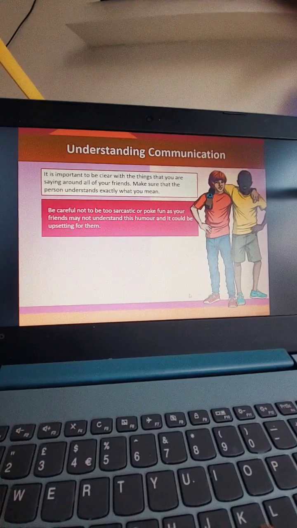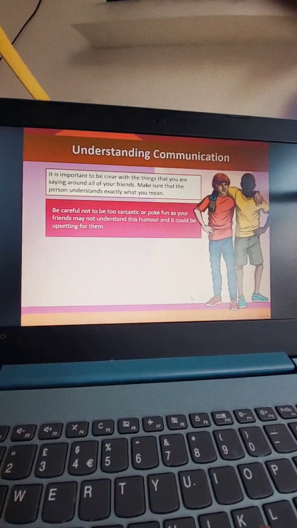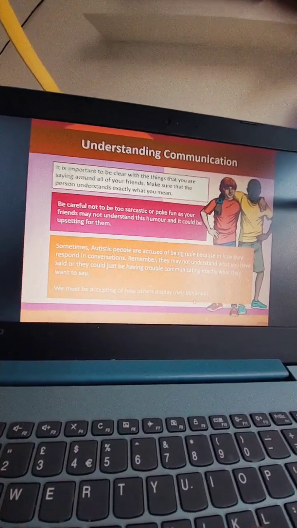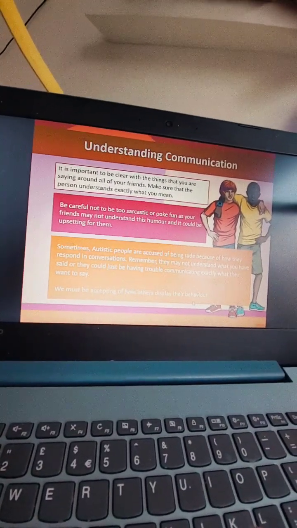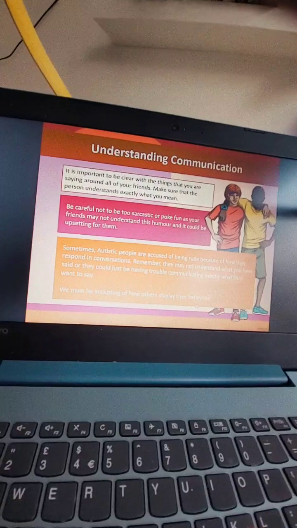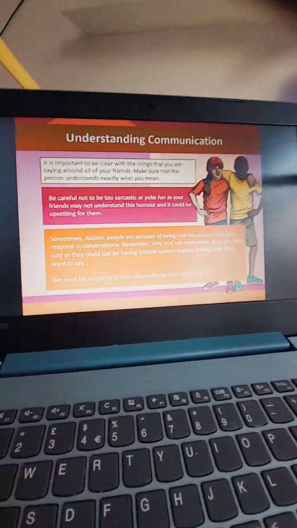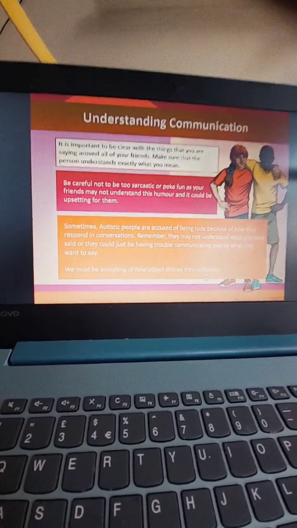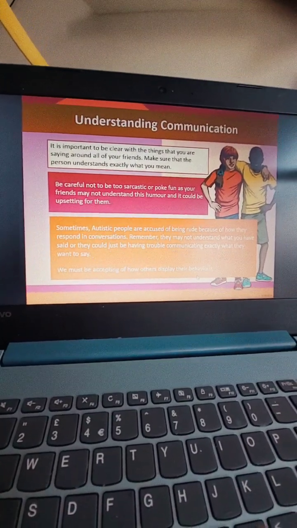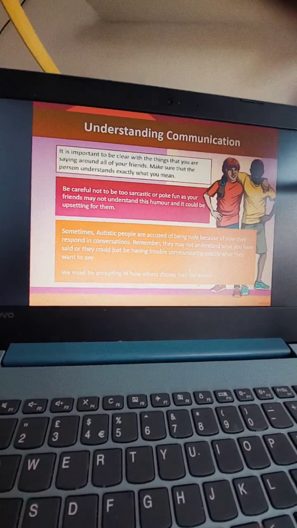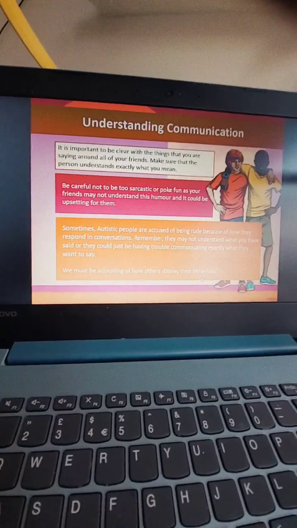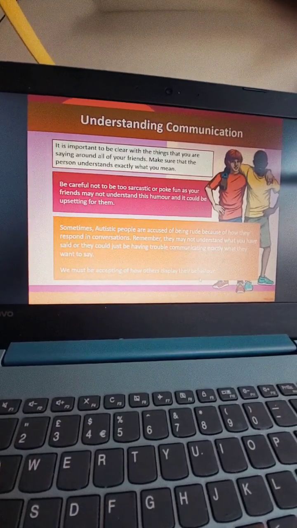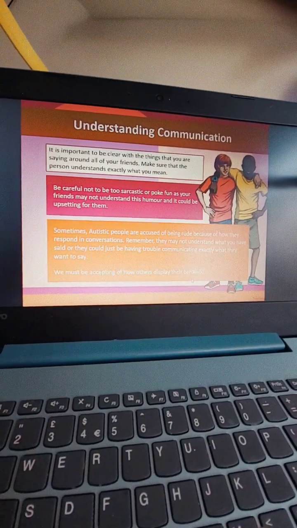Be careful not to be too sarcastic or poke fun, as your friends may not understand this humor, and it could be upsetting for them. Okay. So sometimes if they make a joke, you may not understand. If somebody does not understand your joke, you should not be rude to them. Sometimes autistic people are accused of being rude because of how they respond in conversations. Remember, they may not understand what you have said, or they could be having trouble communicating exactly what they want to say. We must be accepting of how others display their behavior.